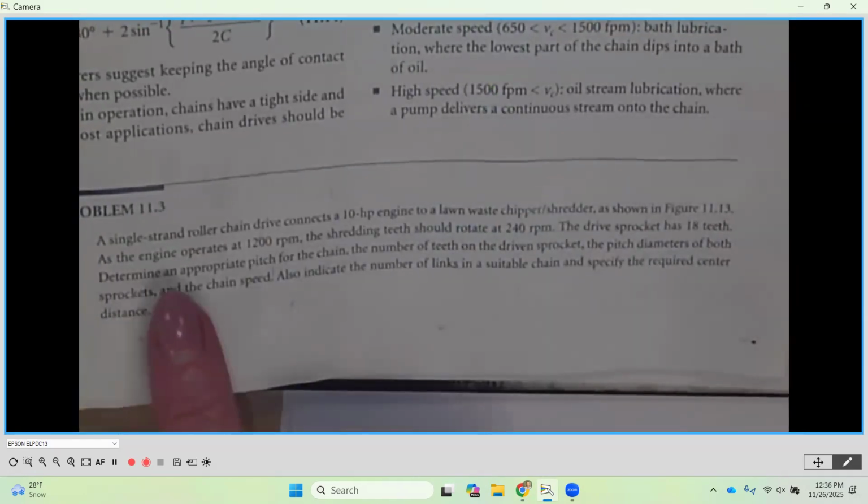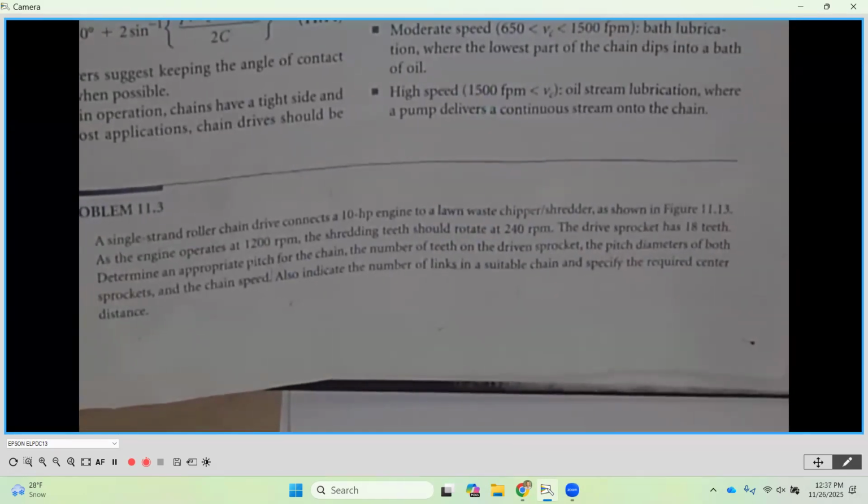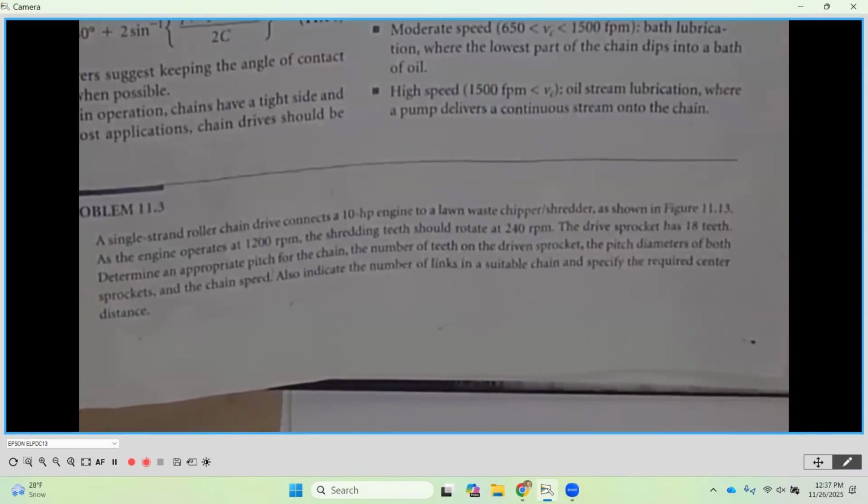So it says we have a single strand roller chain that is going to drive a 10 horsepower engine that goes to a lawn waste chipper shredder, as shown in the figure we just looked at. As the engine operates at 1200 RPM, the shredding teeth should rotate at 240 RPMs. The drive sprocket has 18 teeth. Determine the appropriate pitch of the chain.